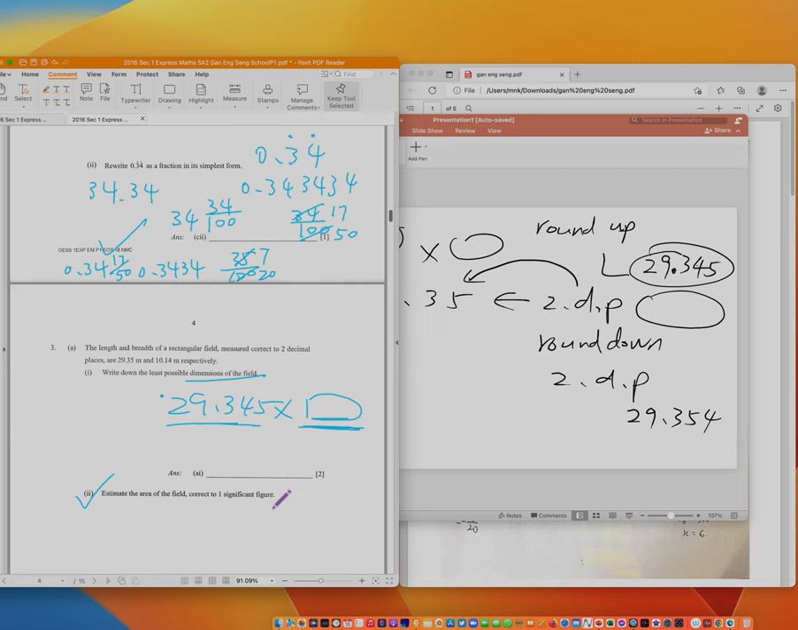So you want to round up. You use the round up technique, because only when you round up, you get the smaller number. You don't want to round down, because round down you get the biggest possible. That is another question, if they ask you for the biggest possible. Does it make sense? Yeah.